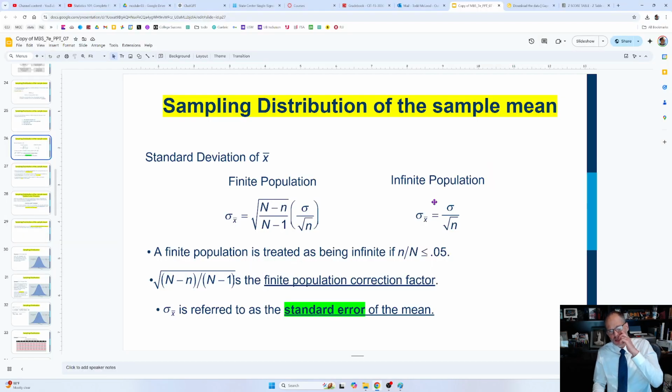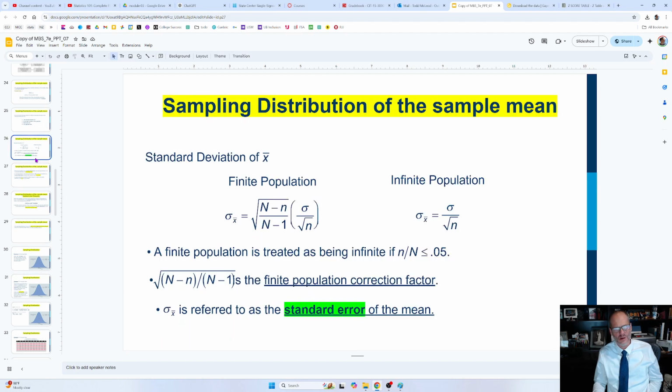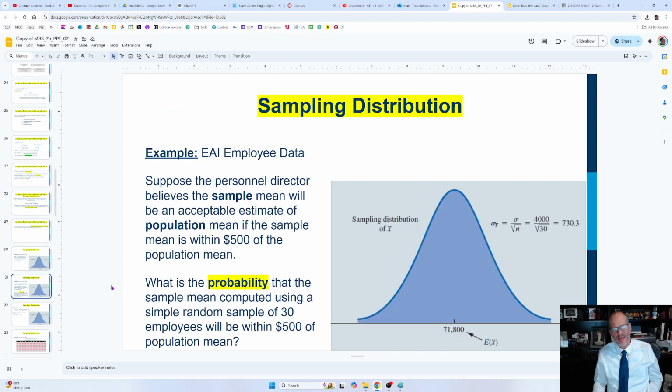So that's how we calculate the standard error, which is the standard deviation of the sample mean. Here is the sample mean, and here we're calculating the standard error. We have $4,000 as our population standard deviation, and our sample size is 30, so we have the square root of 30 there because that's the formula. We get 730.3 as the standard error, or the standard deviation of the sample mean.